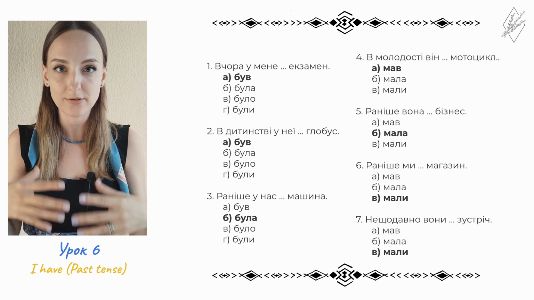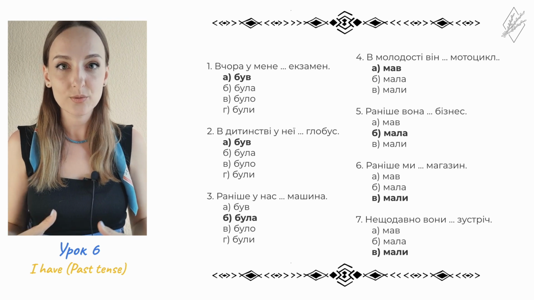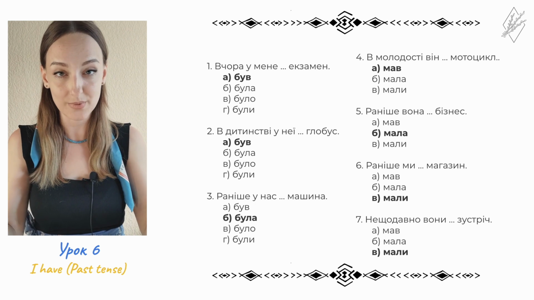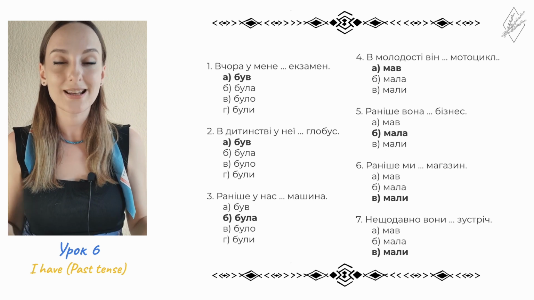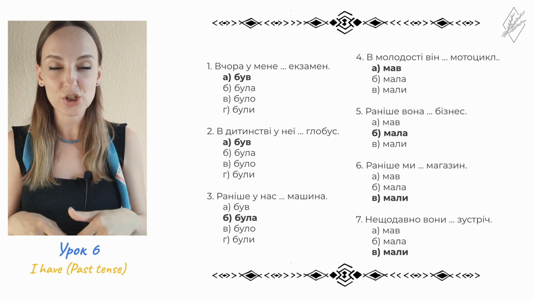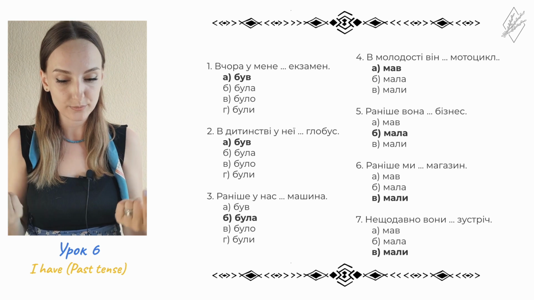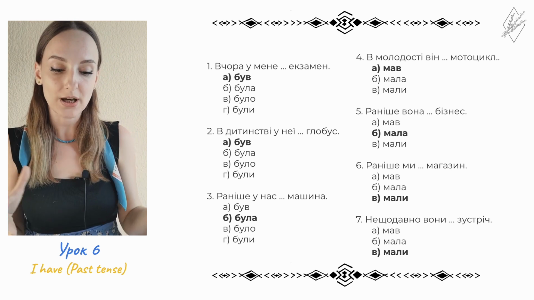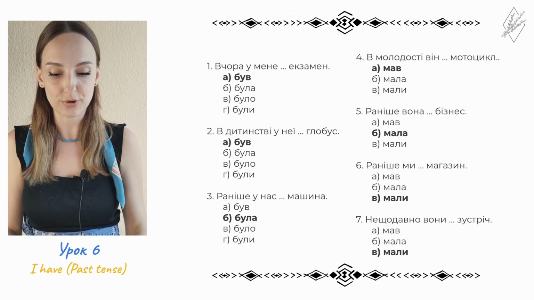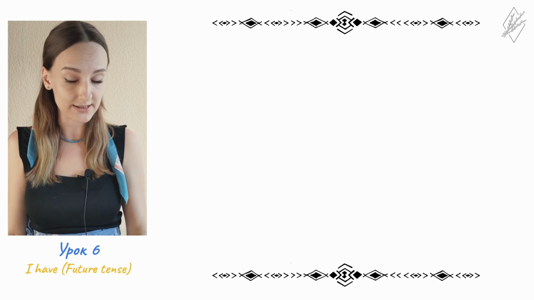Here the verbs depend on the subject. В молодості він мав мотоцикл. Він мав. Because it's він, he, masculine form. Раніше вона мала бізнес. Вона мала. Раніше ми мали магазин. Ми мали, plural. And нещодавно вони мали зустріч. Вони мали, plural form. So this is it about the past tense.